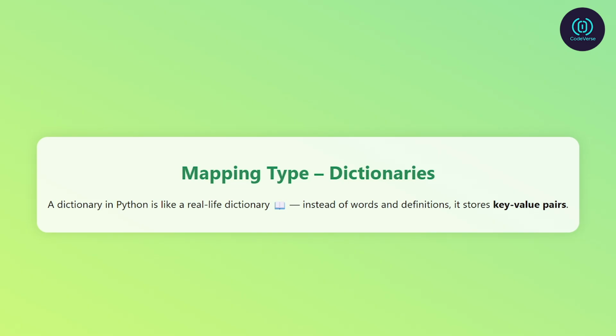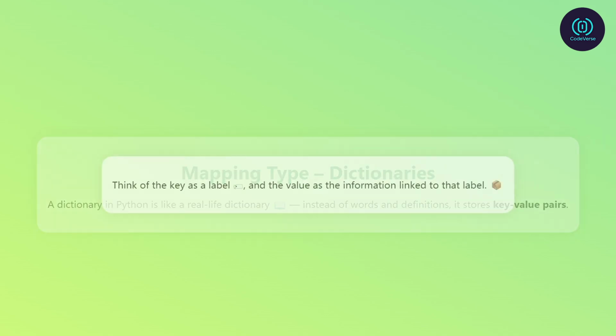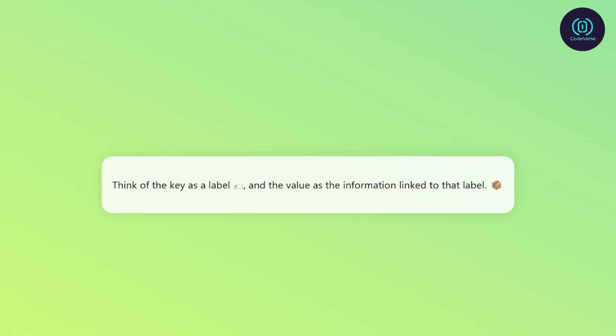A dictionary in Python is like a real-life dictionary. Instead of words and definitions, it stores key-value pairs. The key is like a label, and the value is the information linked to that label.